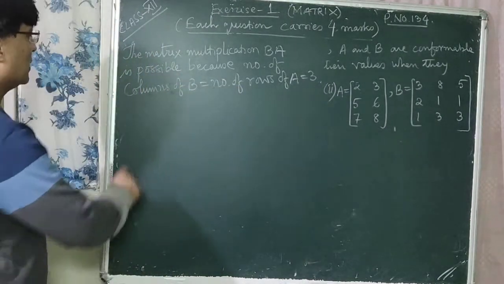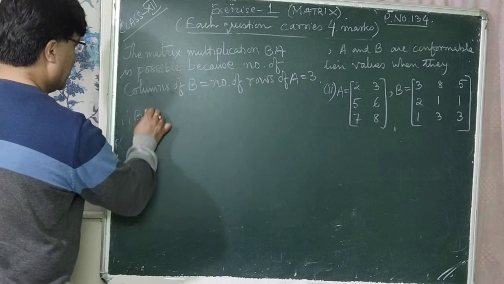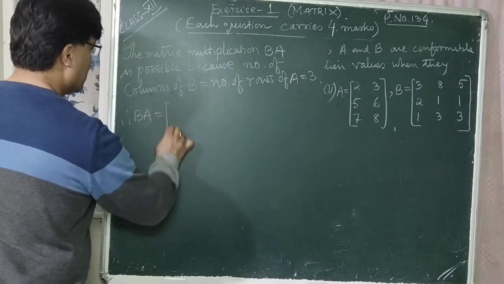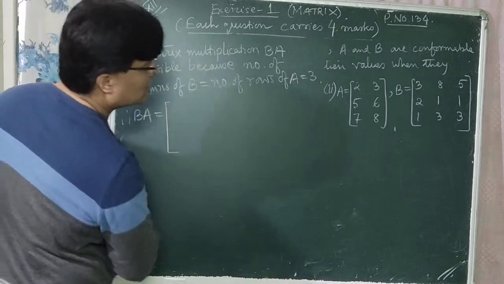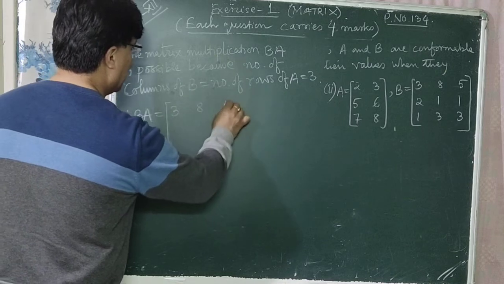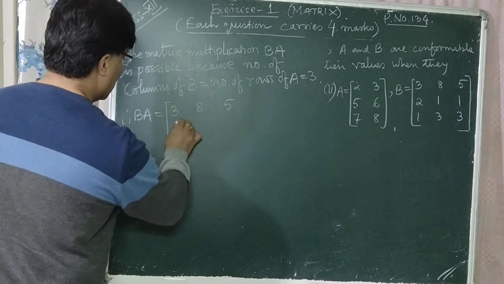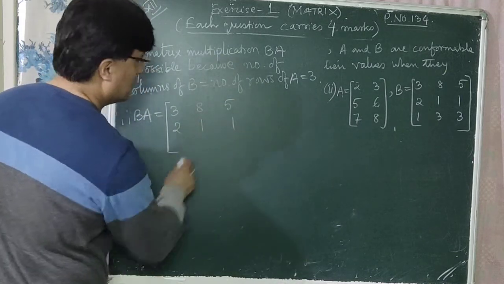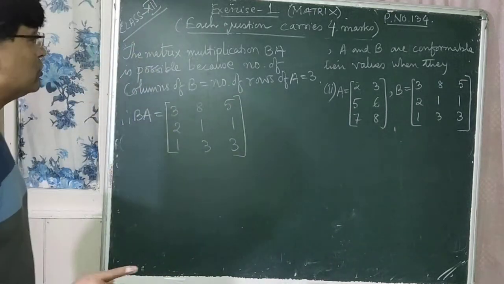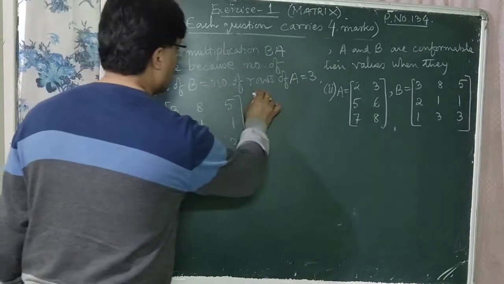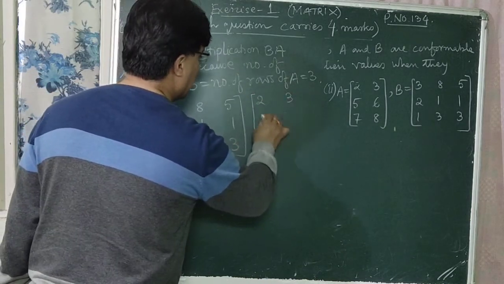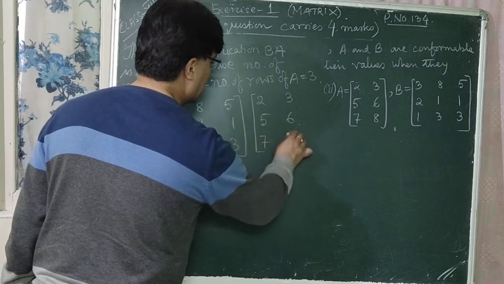Okay, so therefore BA is equal to, so what is B now here? B is the third order matrix, that is it is 3 8 5, 2 1 1 and 1 3 3, right, into A. What is A here? Here it is 2 3, 5 6 and 7 8.